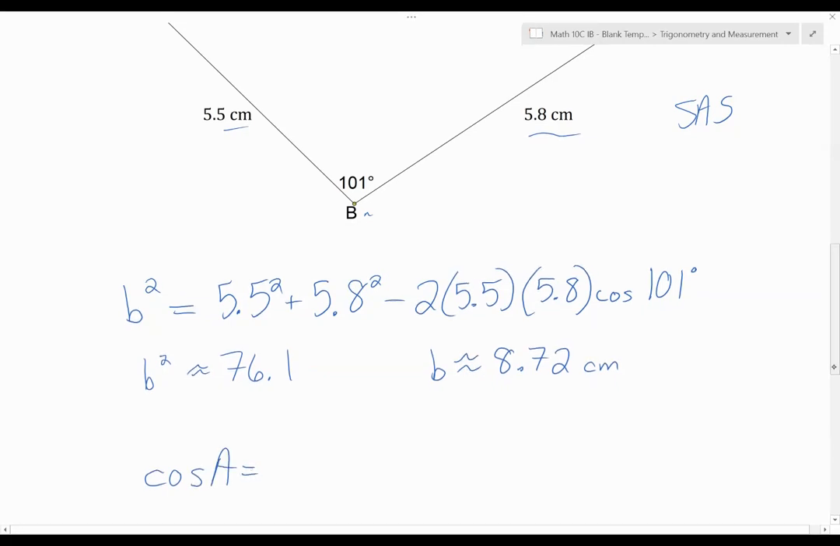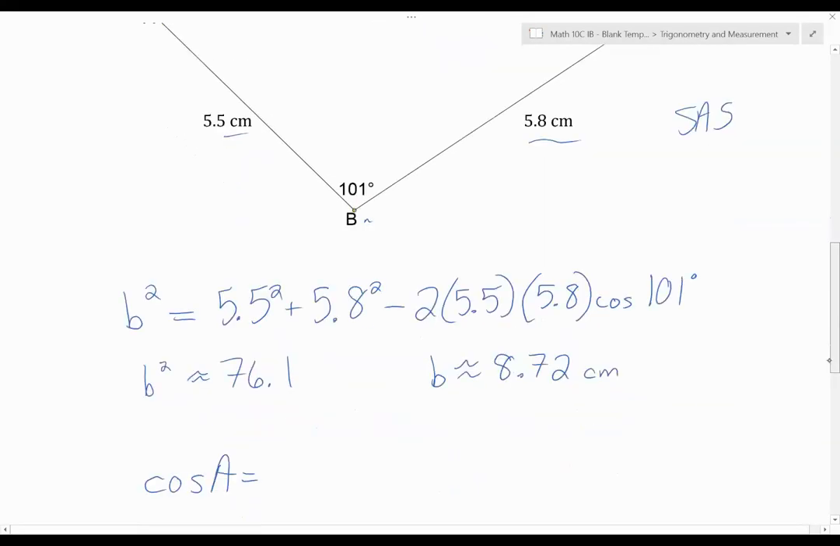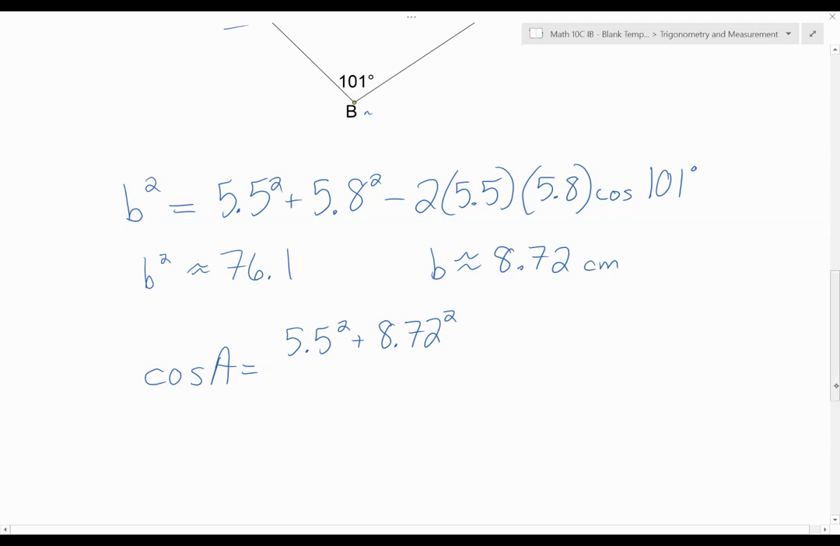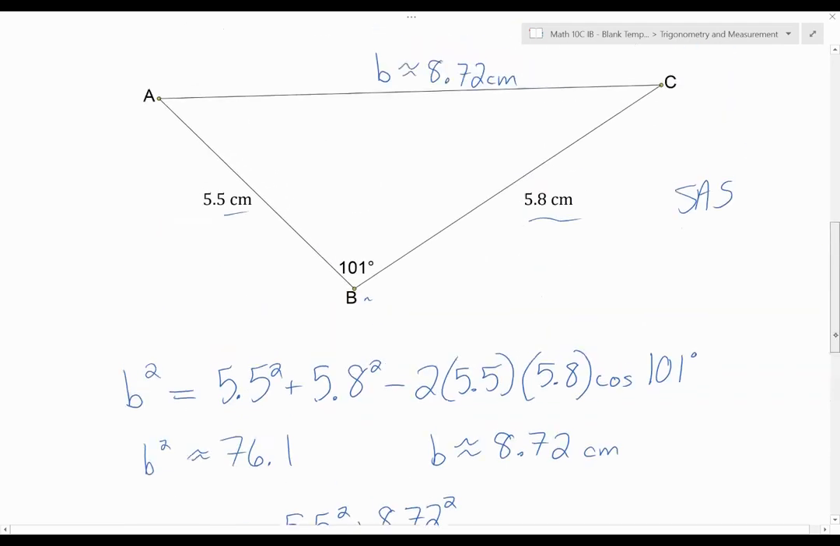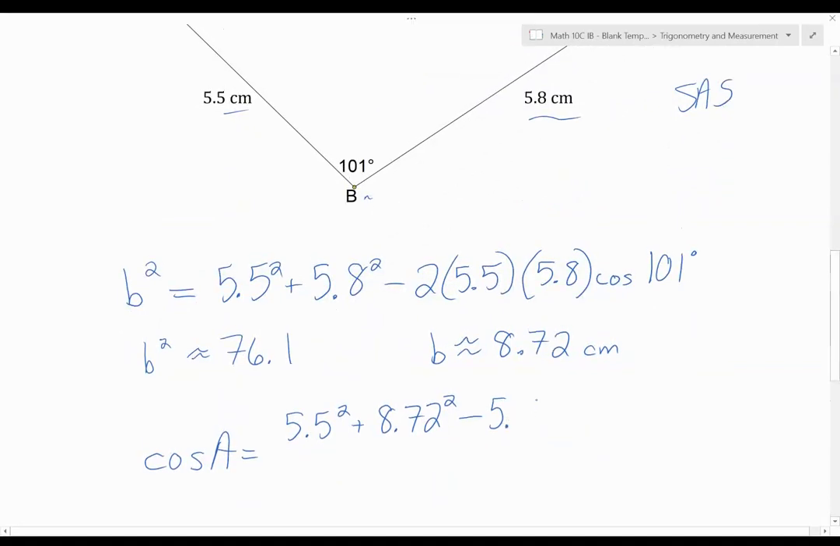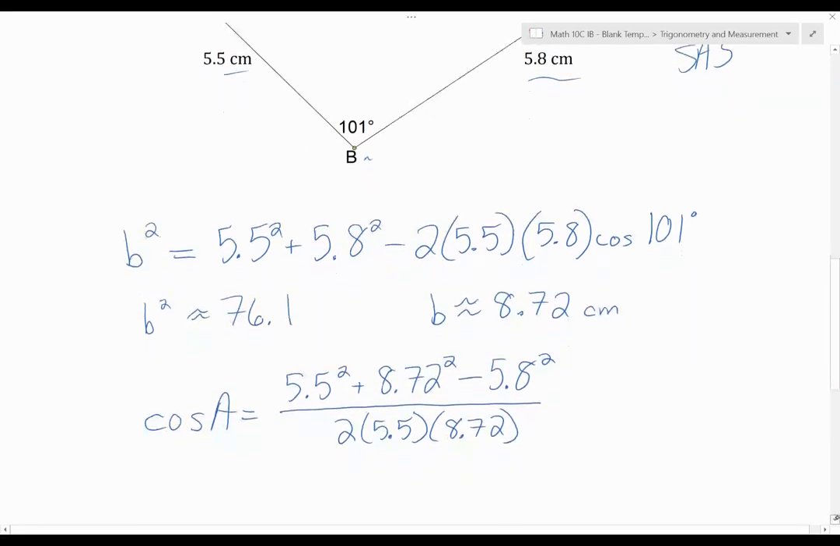All right, so now I need the squares of the two sides that are touching A, that are on either side of A. So that would be 5.5 squared plus this 8.72. Now I'm writing a rounded value in my formula here, but in my calculator, I'm going to use a stored value. And then I subtract the square of the side opposite to A, which is 5.8. So minus 5.8 squared, divided by 2 times 5.5 times 8.72.